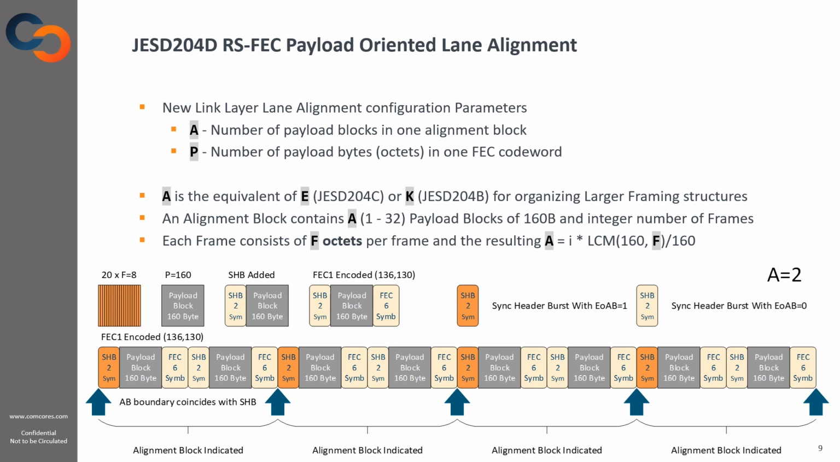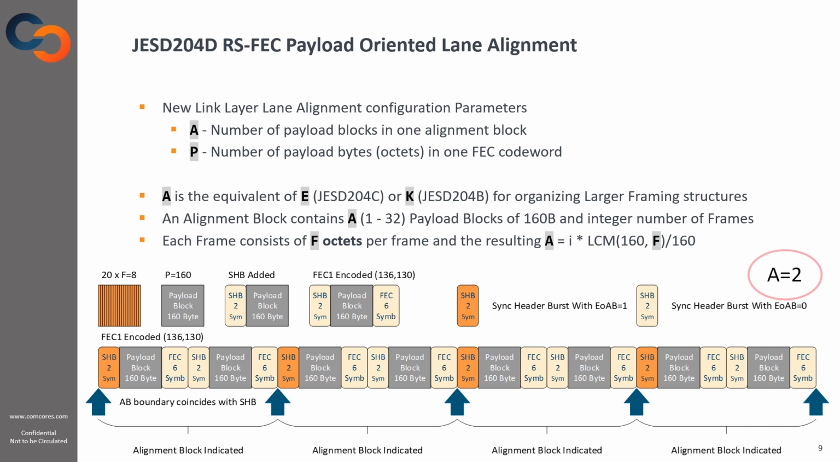And A will take a value from 1 to 32, and the resulting alignment block must hold an integer number of frames. Since we'll be aligning on an alignment block boundary, it must be ensured that each alignment block starts with a whole frame. That way we always start deframing correctly.